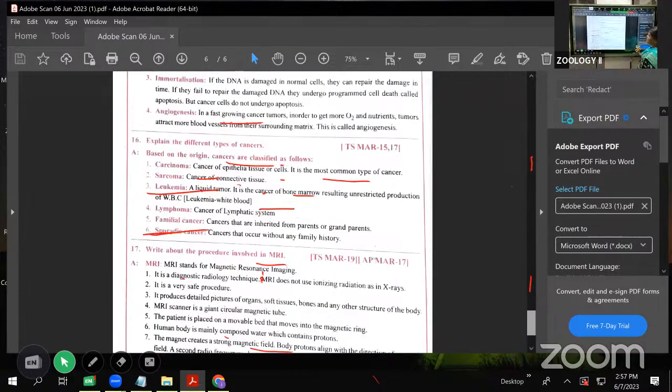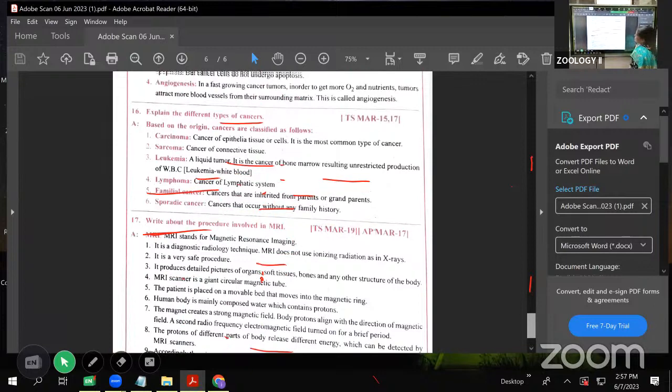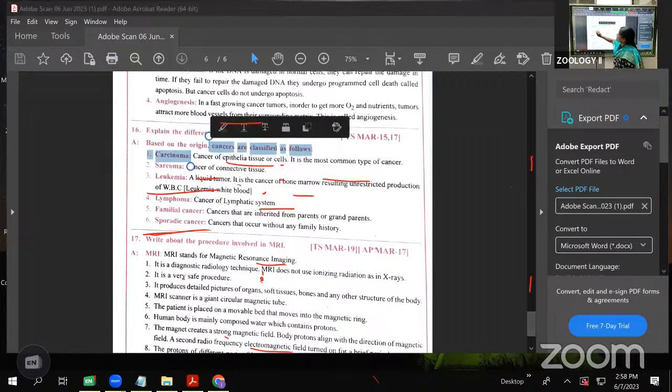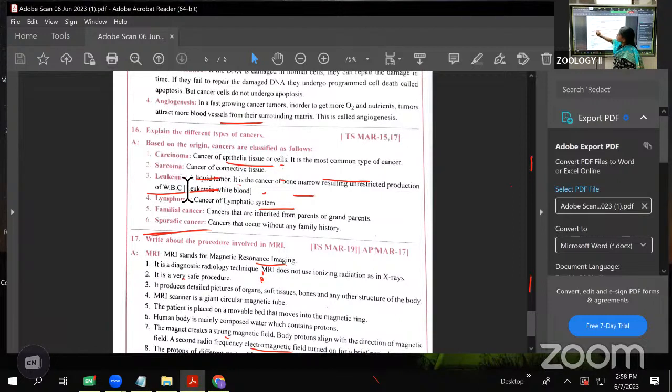Next, the cancer cell features we discussed. That is not that much important. Next one is the cancers. There are 6 types of cancers: carcinomas, sarcomas, leukemias, lymphomas, familial cancers and sporadic cancers. Yeah.